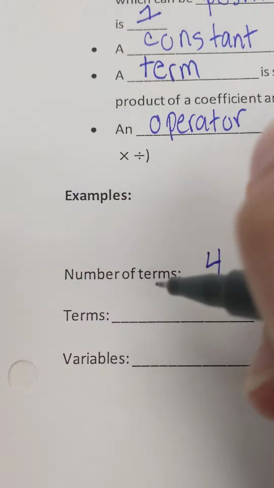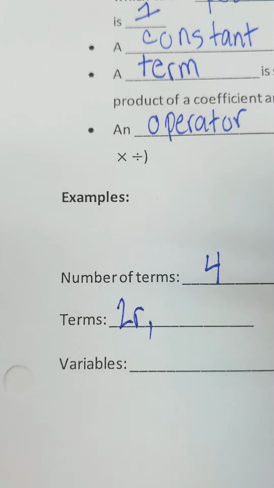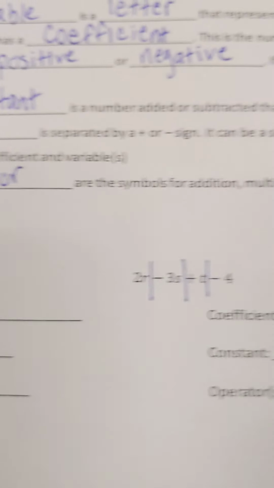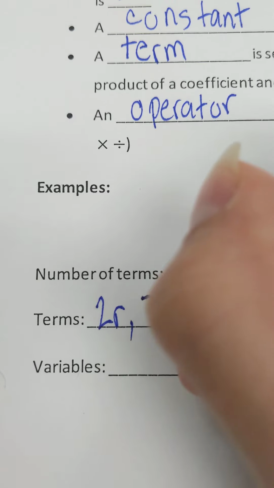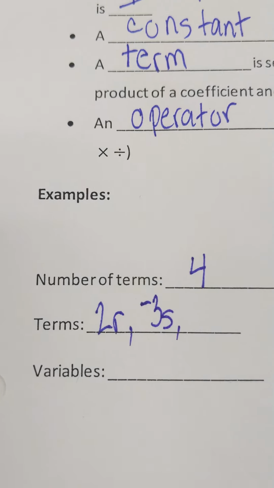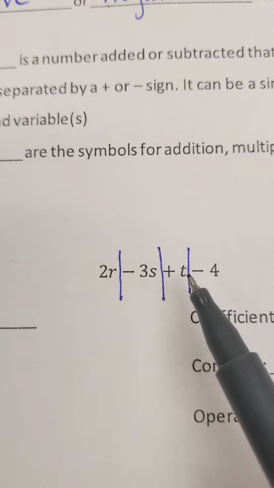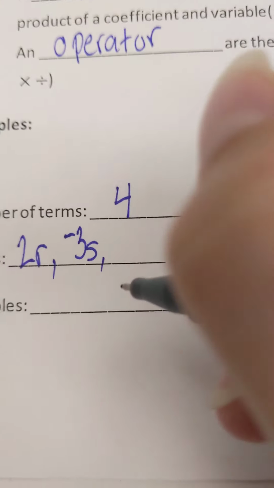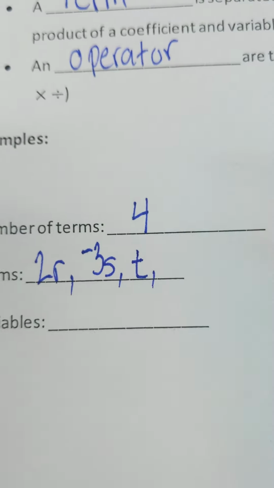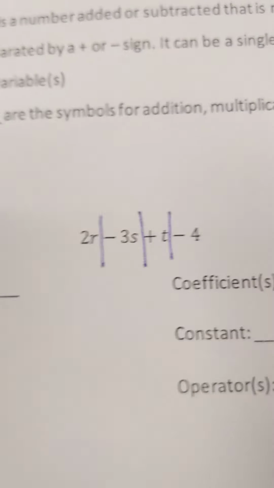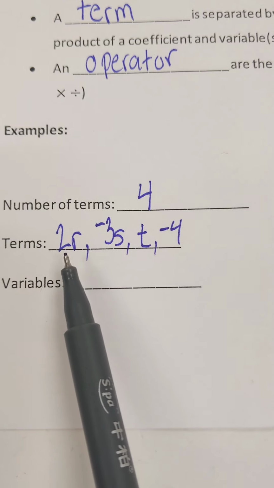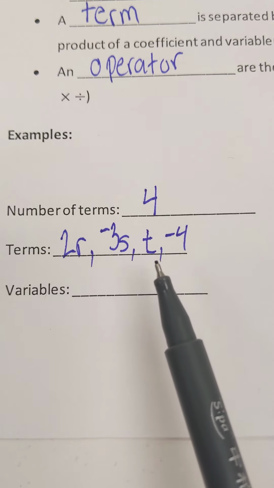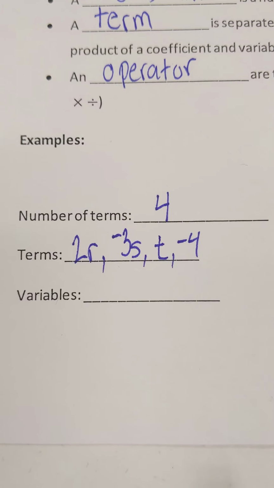And what are those terms? 2r, comma, minus 3s or negative 3s, comma, plus t, you don't need to put the plus sign with it, that just means it's positive, so t, and minus 4, which is the same as negative 4. So your 4 terms are 2r, negative 3s, t, and negative 4.